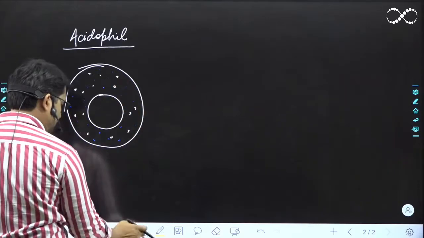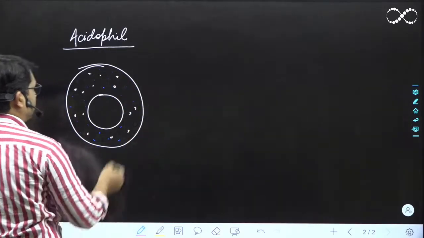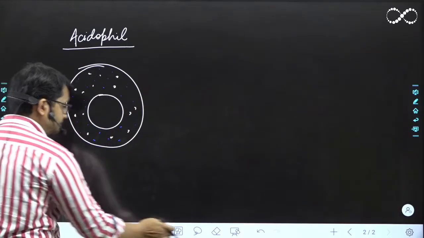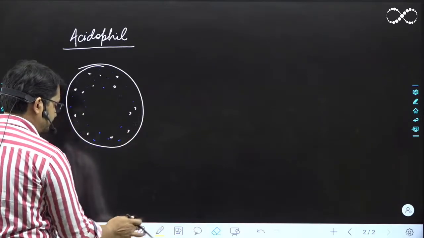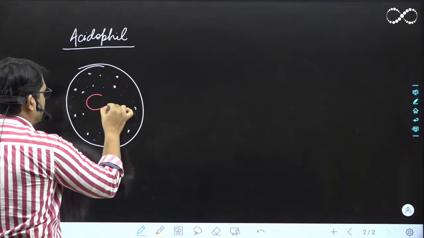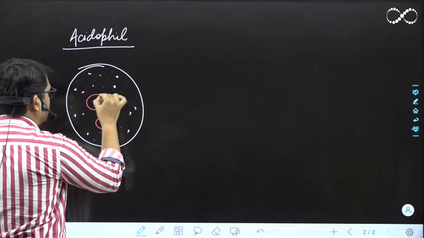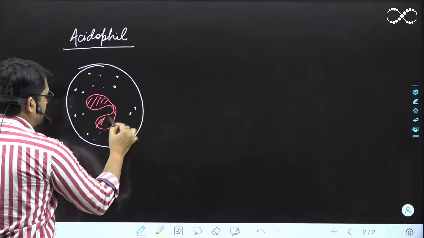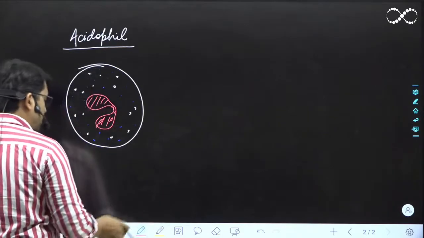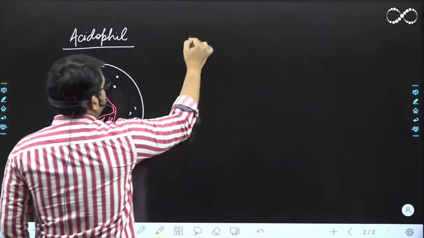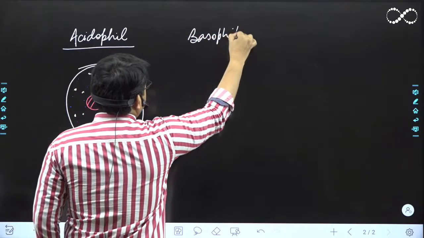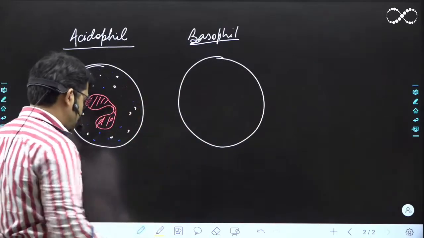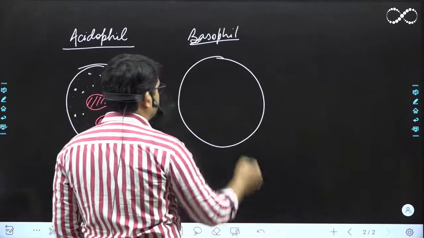Okay, now if you look at the nucleus, this nucleus is actually bilobed. The nucleus is bilobed. तो कुछ ऐसा है nucleus. ऐसा न्यूक्लियस होता है. किसका? एसिडोफिल या इओसिनोफिल का. When we are talking about the basophil, it is something like this. Again, the cytoplasm will be granular. I'm not drawing it now. If we look at the nucleus, nucleus is something like this.